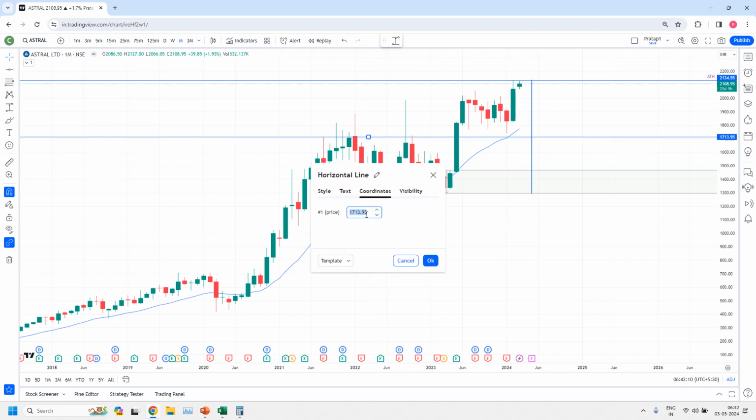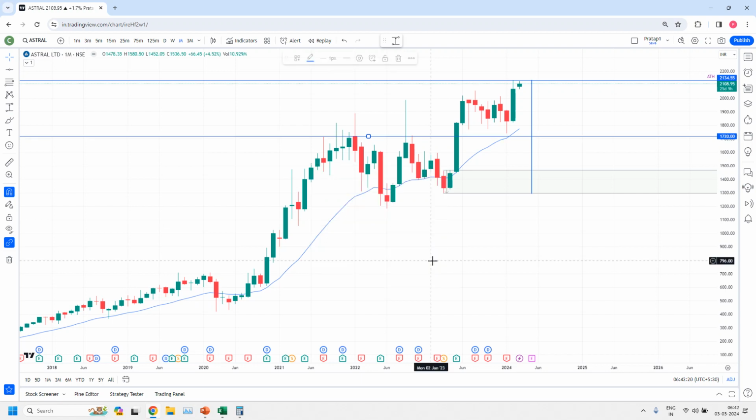In the coordinates, you just copy the value and paste the value. While pasting, it is giving a dot, just delete that. 1720, click OK. So automatically this line is adjusted. So the one below is low on the curve, above is equilibrium.